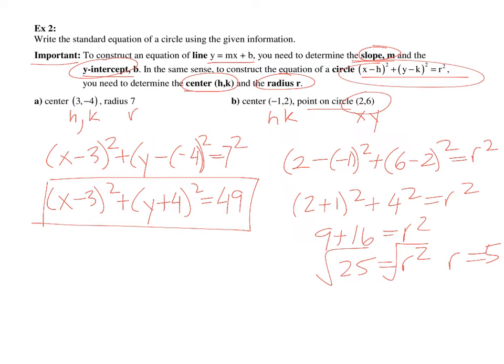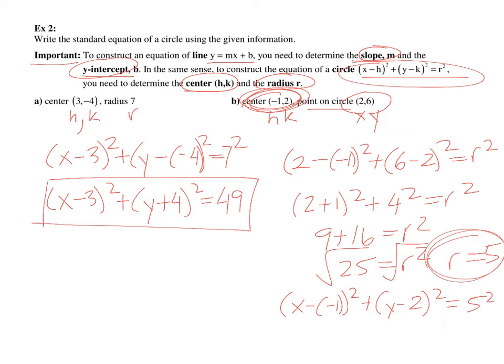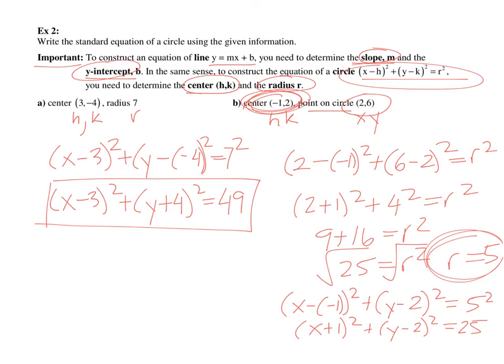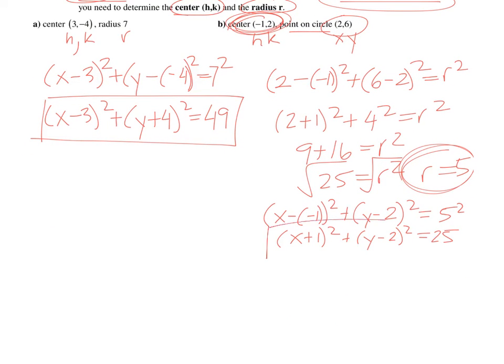So these are the two important pieces of information I need to construct the equation of a circle. So I have (x − (−1))² + (y − 2)² = 5². So I have (x + 1)² + (y − 2)² = 25. And that's all you have to do. We're done.